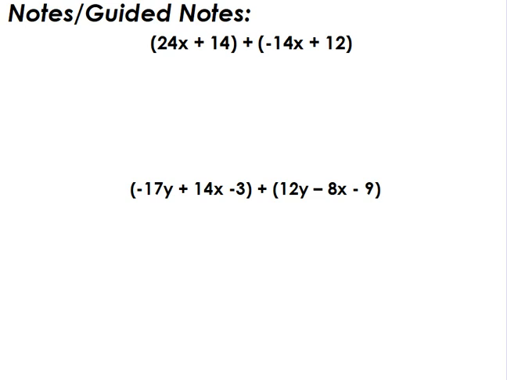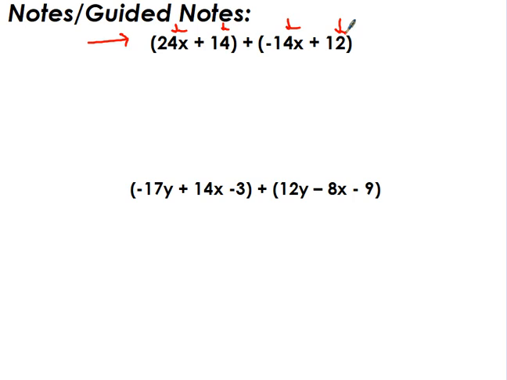What you're going to have to do is simplify algebraic expressions, and the way we do that is by combining our like terms. For this first expression, I have 24x plus 14 plus negative 14x plus 12. We are going to simplify this to make it not look so complicated. I've got all these parentheses and 4 different terms, and we're going to simplify that to hopefully just 2 terms. That's our goal, to make it look a lot more appealing and simple to the eye.